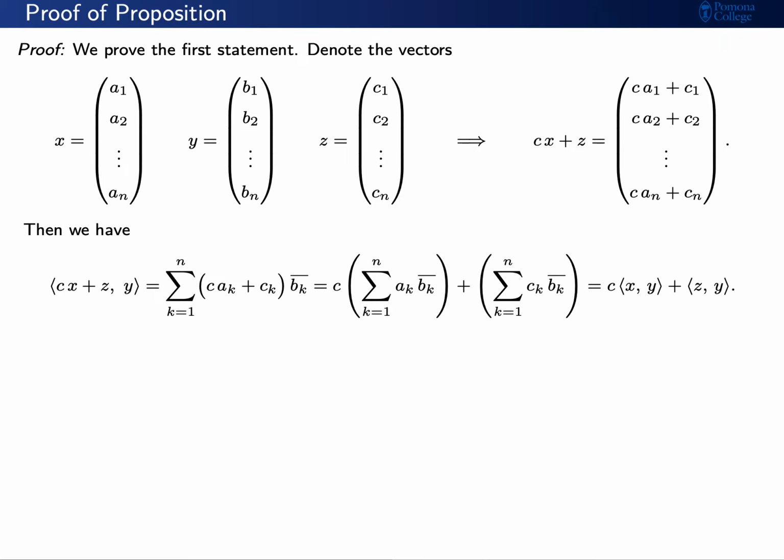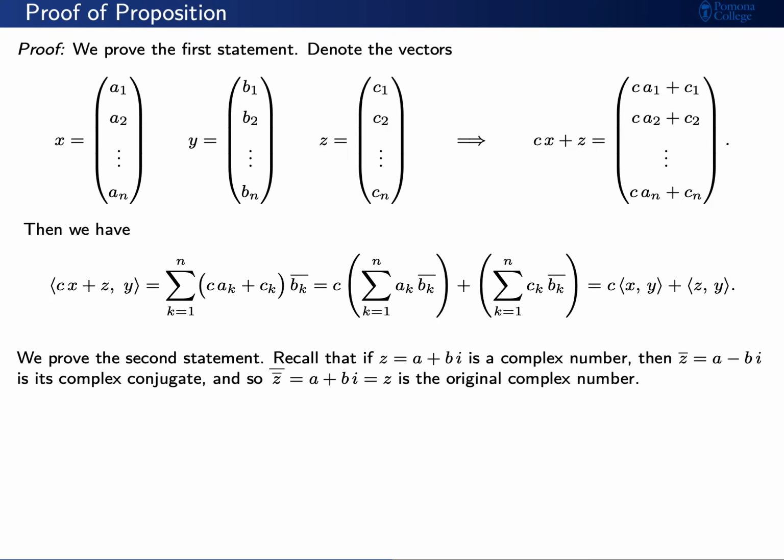Now looking at the standard inner product of cx plus z and y, we have a sum of c times a_k plus c_k times b_k conjugate. And now we simply use distributivity and associativity to realize that this is c times the inner product of x and y plus the inner product of z and y. Let's prove the second statement.